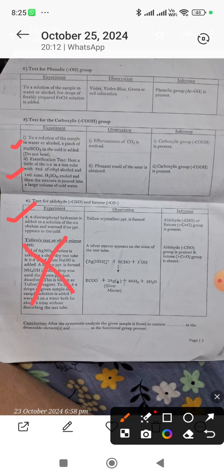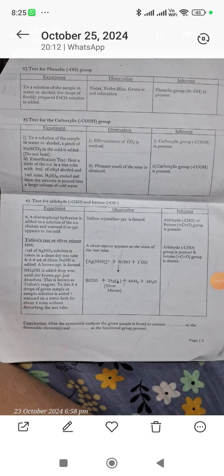After that, you will write down the conclusion. After the systematic analysis, the given sample is found to contain primary aromatic amino group, within brackets you write down Ar-NH2, as the functional group present. I hope that is fine.